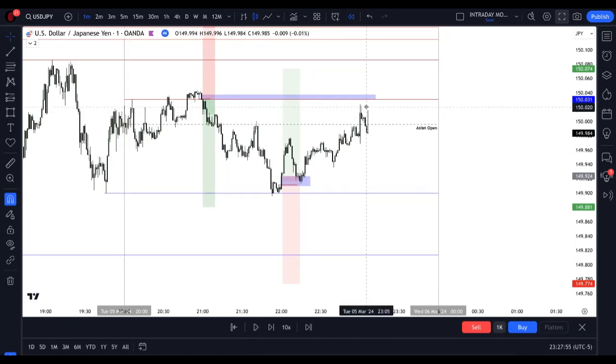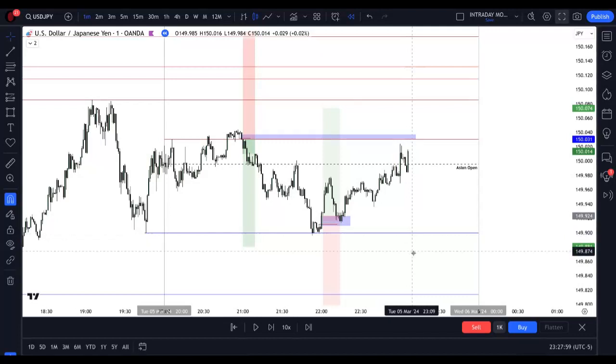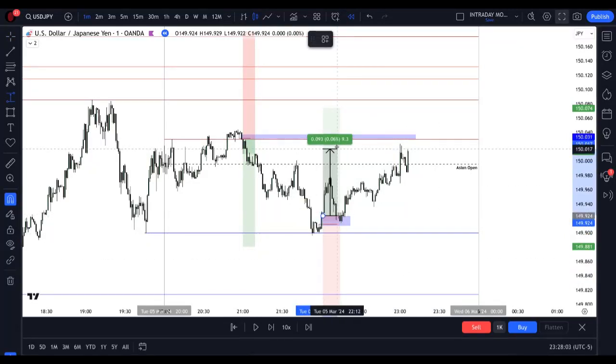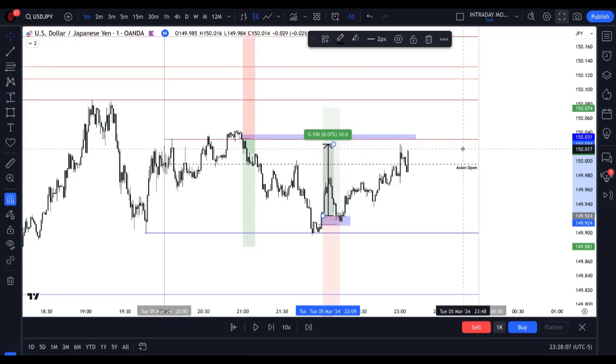And we can see price brings us all the way back up to the Asian Open. Now, this trade idea was successful. And the reason I say it's successful is because we got 10 pips. 10 pips for me is a successful trading day. You can make a career out of making 10 pips per kill zone, per session, etc. If you get 10 pips out of the day, that's great.